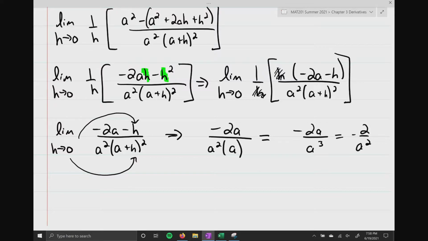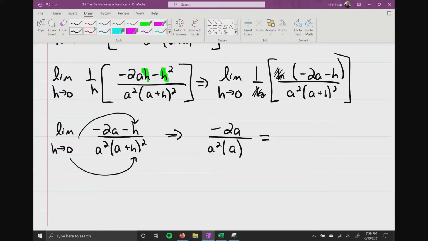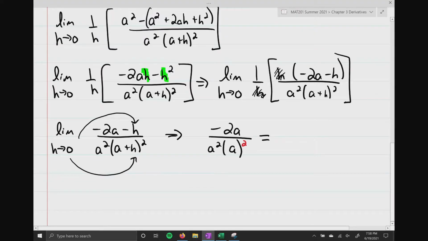Oh, wait a minute. Made a mistake. It's all the way back here. Let me write it in red so you can see it. Sorry about that. That's a squared. I forgot to write my squared. So this is going to be negative 2a all over a to the fourth, which is negative 2 over a to the third. Sorry about the little mistake there. Happens to the best of us.